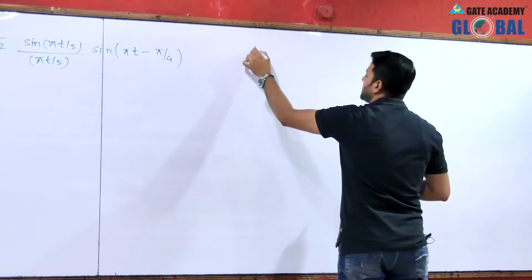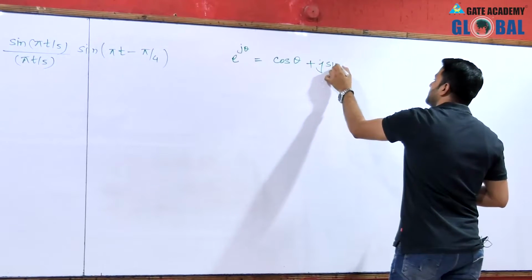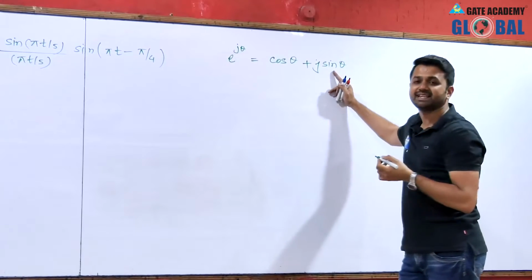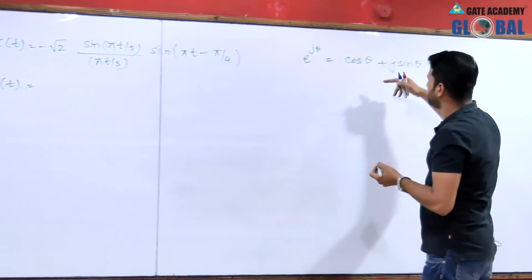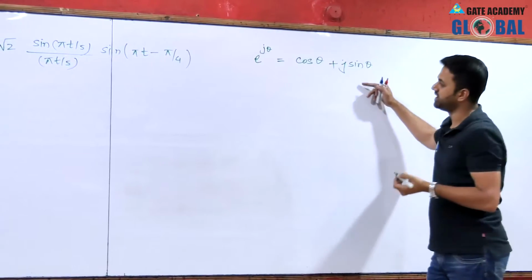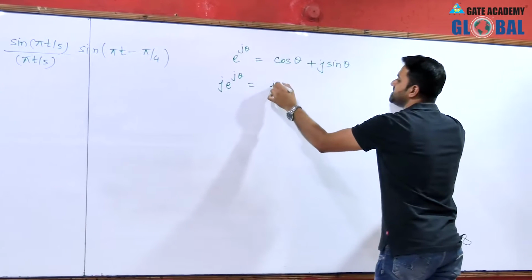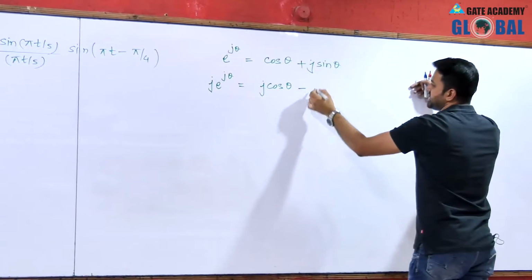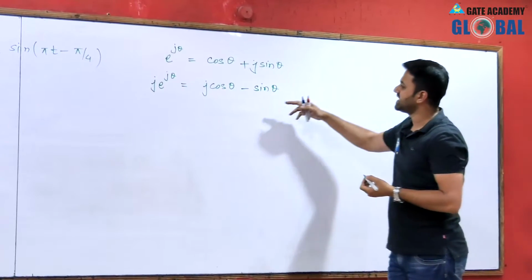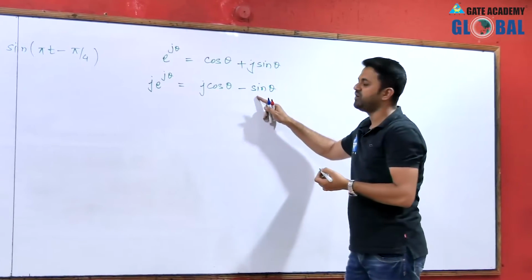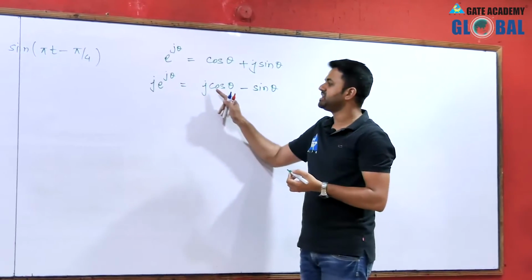You can write like this, e to the power j theta is cosine plus j sin theta. How can we make this sin theta the real part? Because here we have a sine signal. So for this we have to multiply it by j: j e to the power j theta equals j cos theta minus j square, that is minus and minus, sin theta. So now we can say that the real part of this j e to the power j theta is sin theta and the imaginary part is now cos theta.